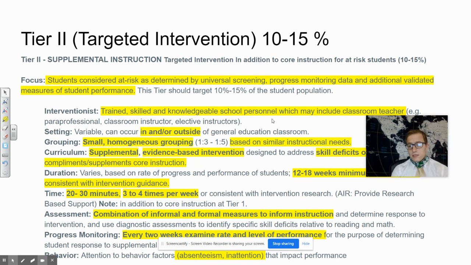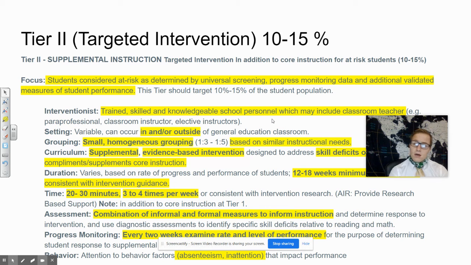So tier 2, this is when a student has been identified through the universal screener or through things like absenteeism and tardiness. It's about 10 to 15% of your students. Students considered at risk as determined by universal screening, progress monitoring, and additional validated measures of students' performance. This is test scores, stuff like that. The tier should target 10 to 15% of the student population. Trained, skilled, and knowledgeable school personnel, which includes you, but can also include me.